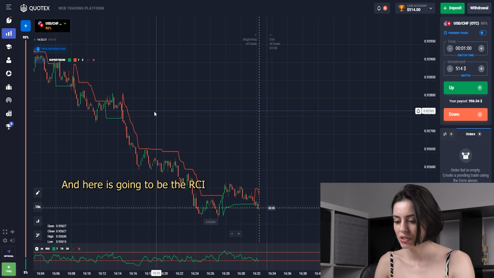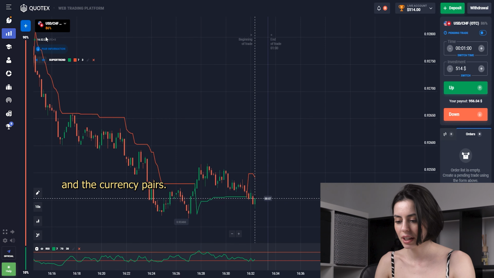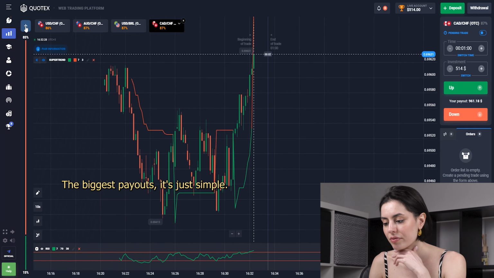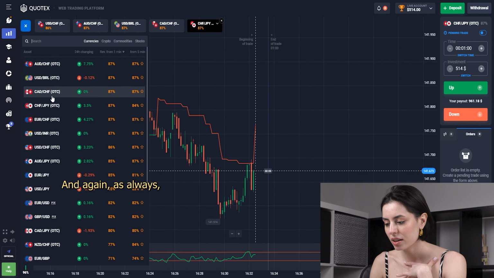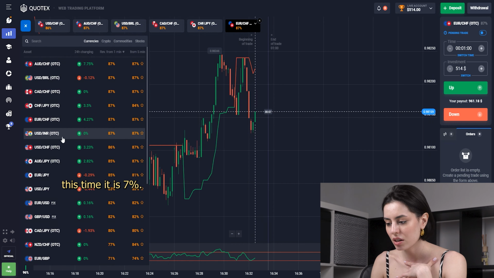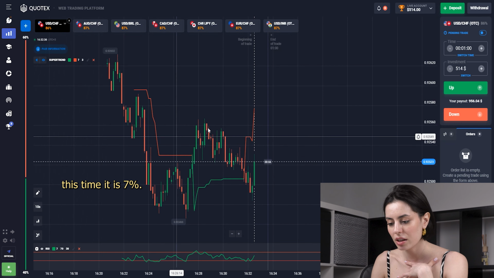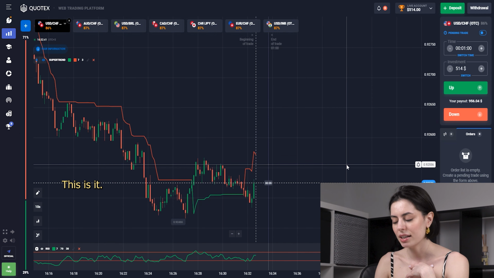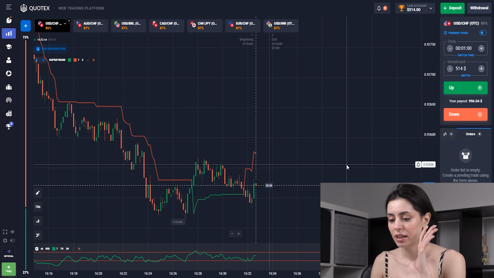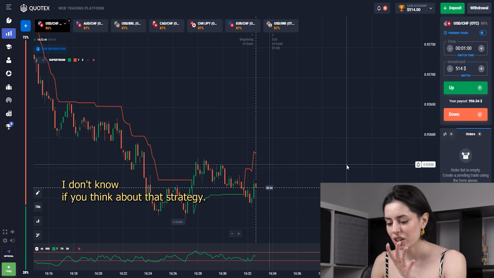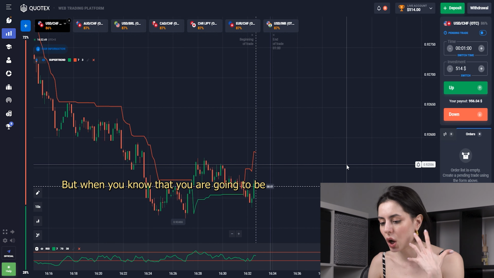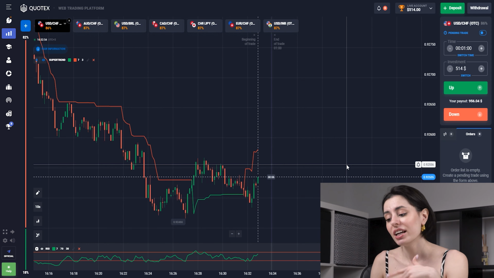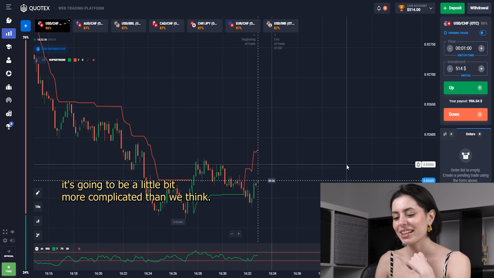And here is gonna be the RSI and the currency pairs with the biggest payouts. It's just simple and working as always. This time it's 87%, not bad, I would say. And here we are. This is it. If you think about that strategy, it is quite an easy one, but when you know that you're gonna be controlling all the chart and handling it with just one indicator, it's gonna be a little bit more complicated than we think. Let's start.